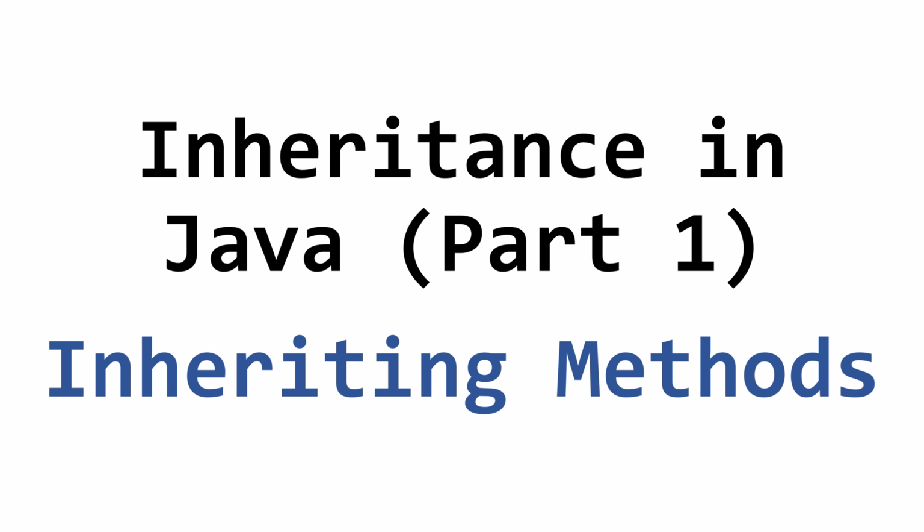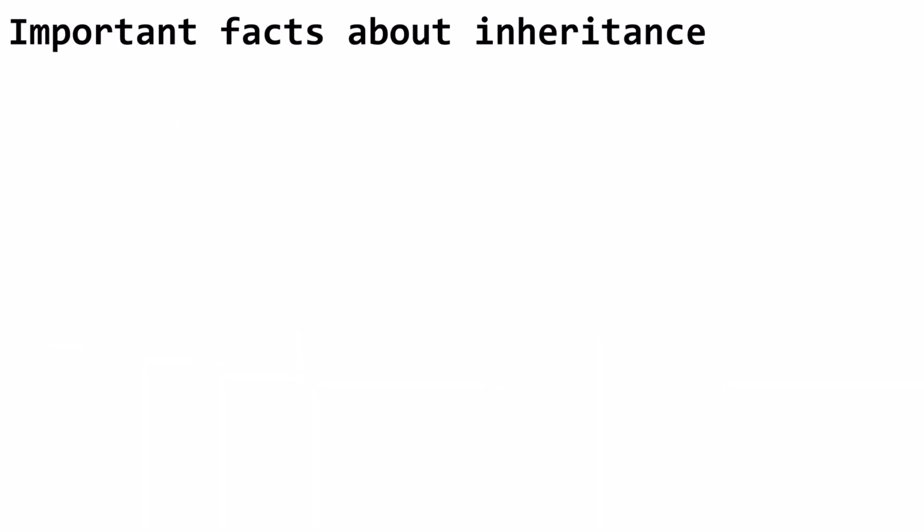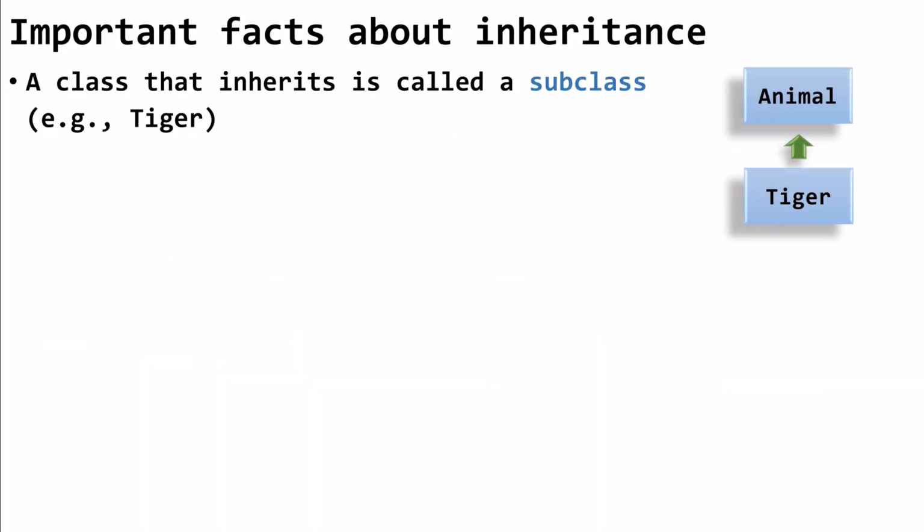In this first lesson on inheritance in Java, you'll learn how methods are inherited by subclasses from their superclasses. Important facts about inheriting methods. A class that inherits is called a subclass. In this diagram, Tiger is a subclass of Animal.